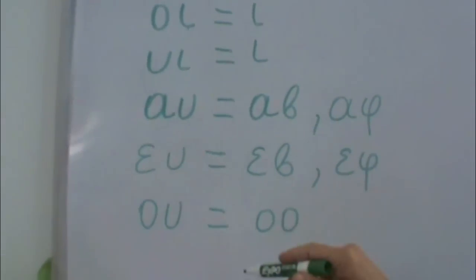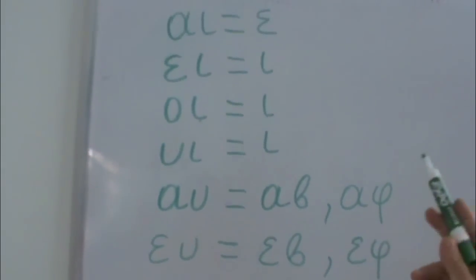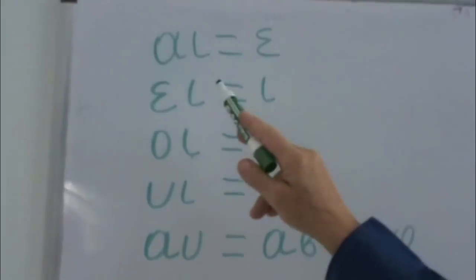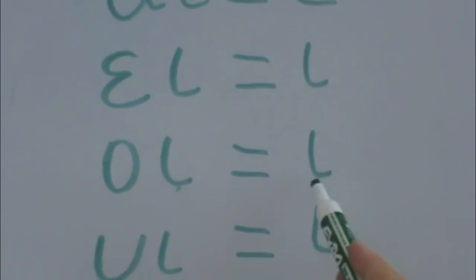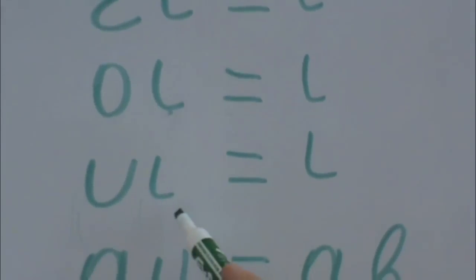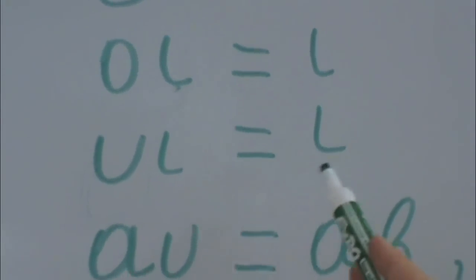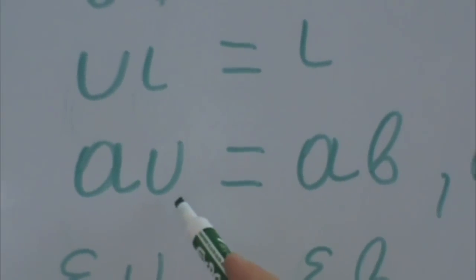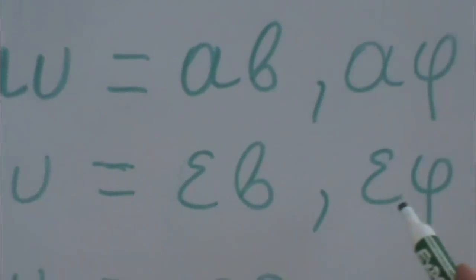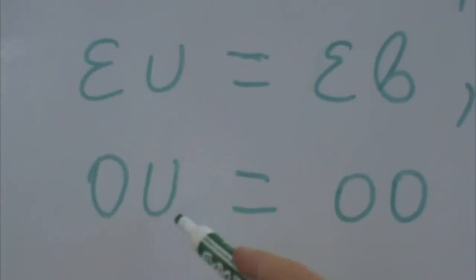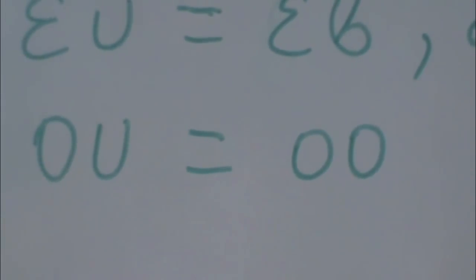These are the diphthongs, two vowels that make one sound. Alpha iota sounds E. Epsilon iota sounds E. Omicron iota sounds E. Alpha epsilon sounds av or af. Epsilon epsilon sounds ev or f. And omicron epsilon sounds u.